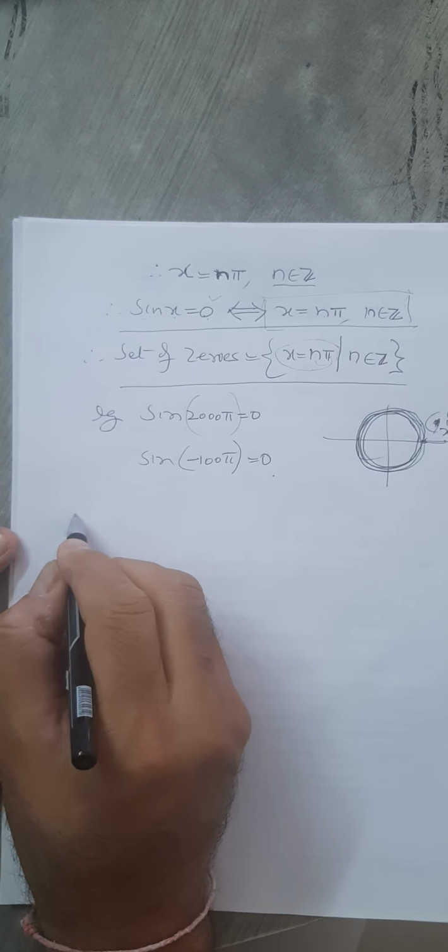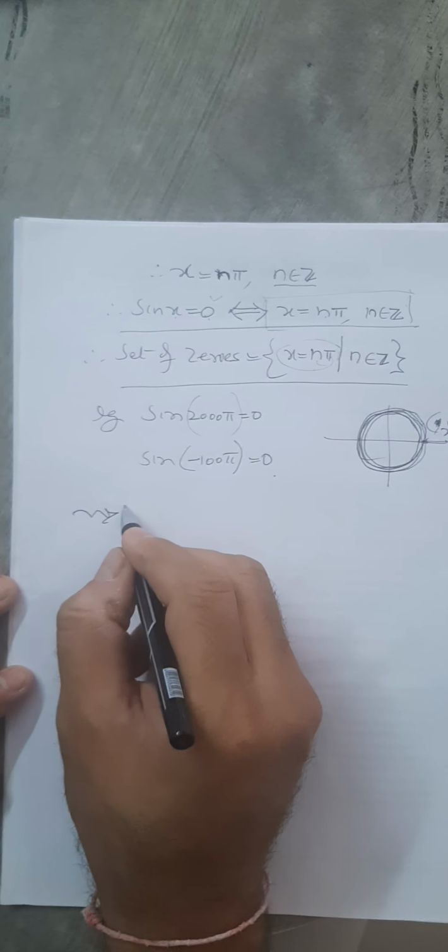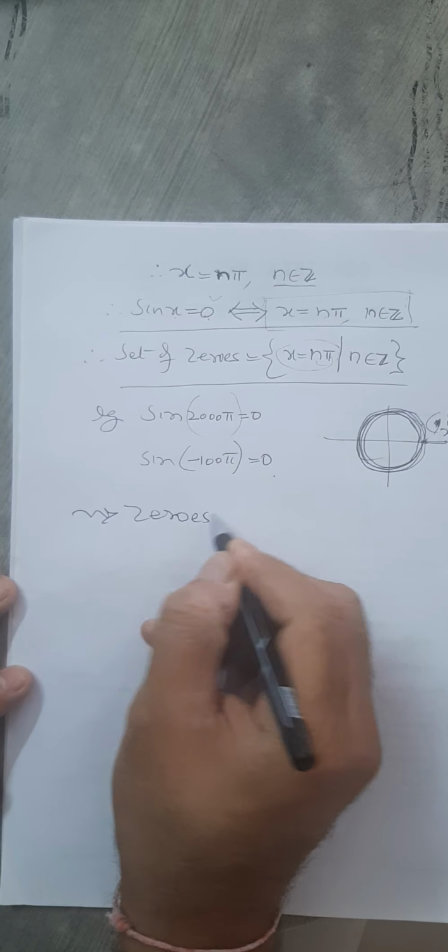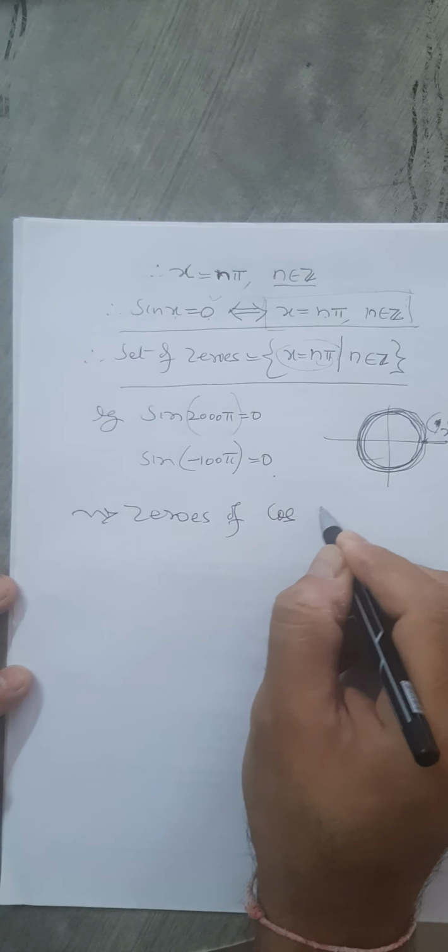Okay. Now next we go to the cosine function. Zeros of the cos function.